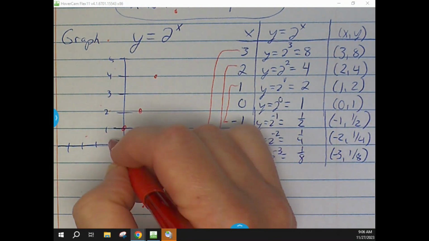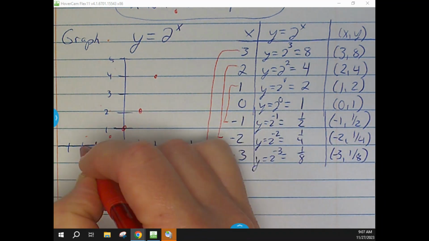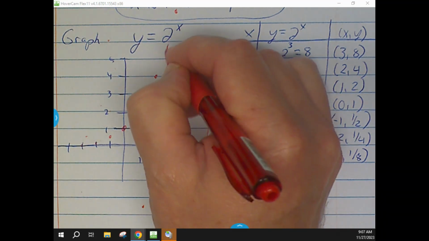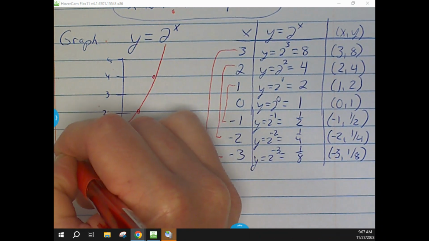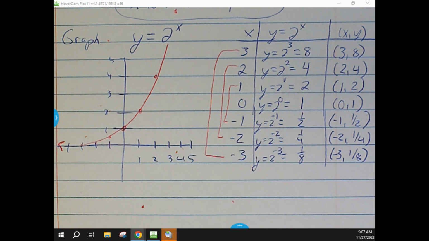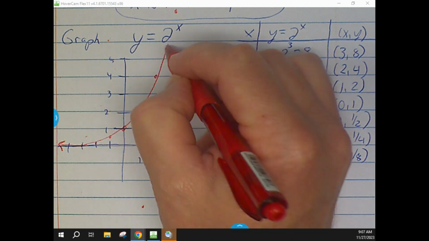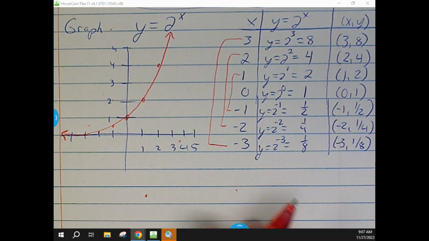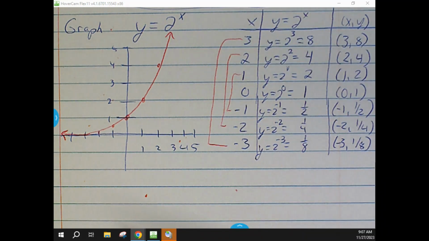Negative 1 and 1/2 would be there. Negative 2 and a quarter would be there. That's going to be an eighth. That's going to be a 16th. So basically, here's what it is if you go back and graph this. You're going to have a graph that will look something like that. Again, the ordered pair 3, 8 would be up here, off the graph. Main thing is that's the basic curve that you have here.